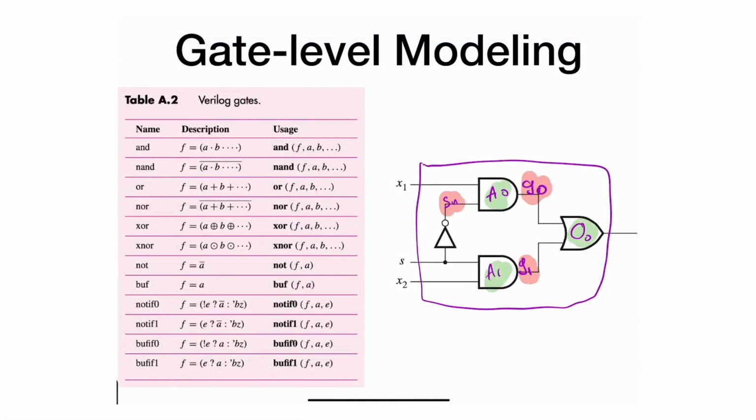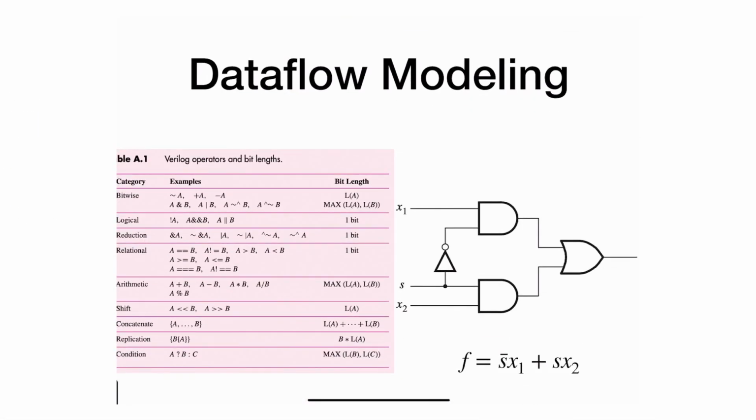The other method we can use is what we call data flow modeling. In data flow modeling, we do something a little bit different. We write the equation, for example, the one that we see in here. If you remember your digital logic, you can write this particular circuit using Boolean logic as an equation. So F will be S naught X1 plus S X2.